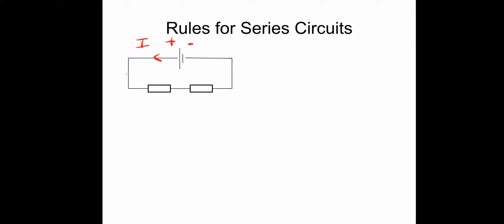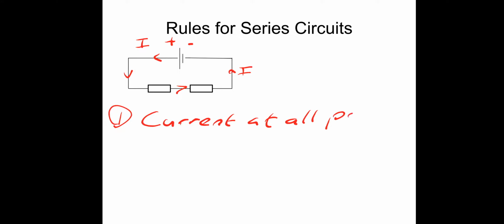So in a series circuit, as the current flows around the circuit, the current at every point is the same. So that could be a first rule. Current at all points is identical.